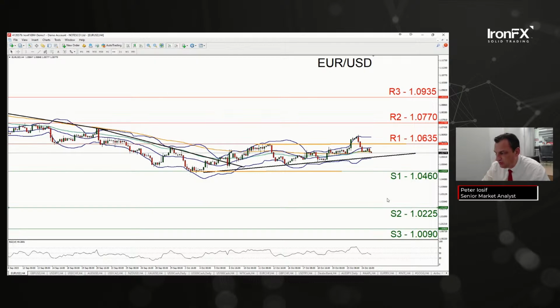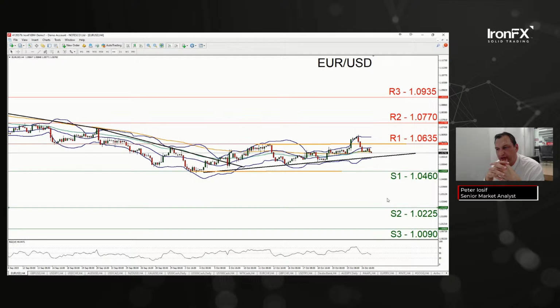On the fundamental level, I think the release of yesterday's preliminary PMI figures for October was very indicative and tended to more or less provide some support for the USD side of the pair. We have to note here that we had the preliminary PMI figures, which were somewhat improved for the Eurozone as a whole. However, it was rather mixed.